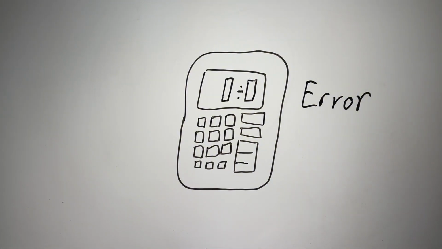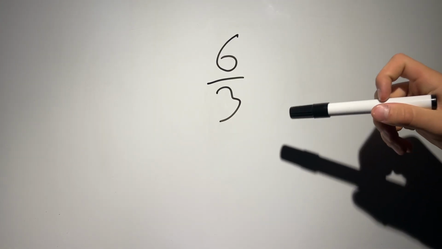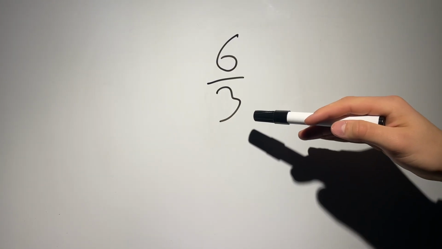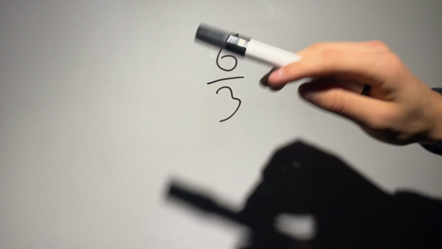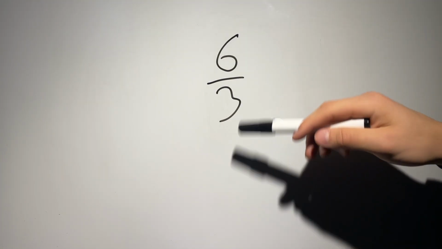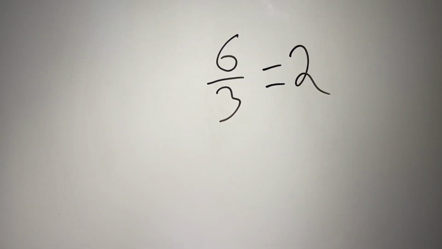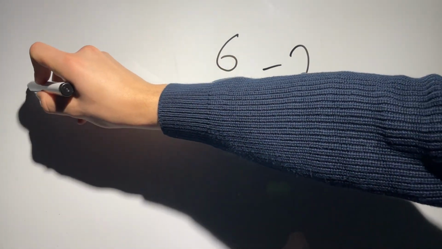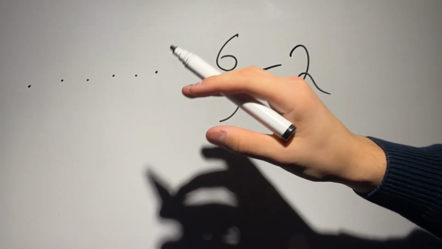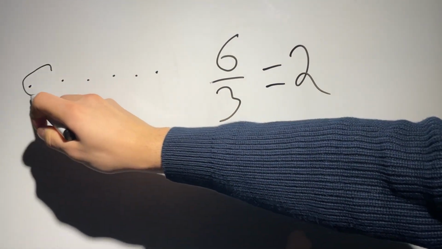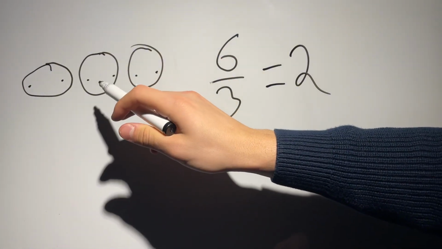Ready? Let's go. First, let's remember what division actually is. When we have, for example, 6 divided by 3, it actually means how many times 3 can fit into 6. And the answer is 2. Right? It's like splitting 6 into 3 equal parts. 1, 2, and 3. And each part gets 2.